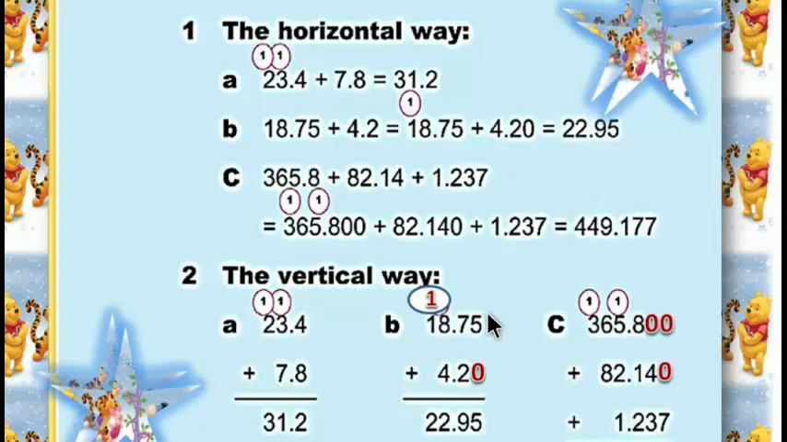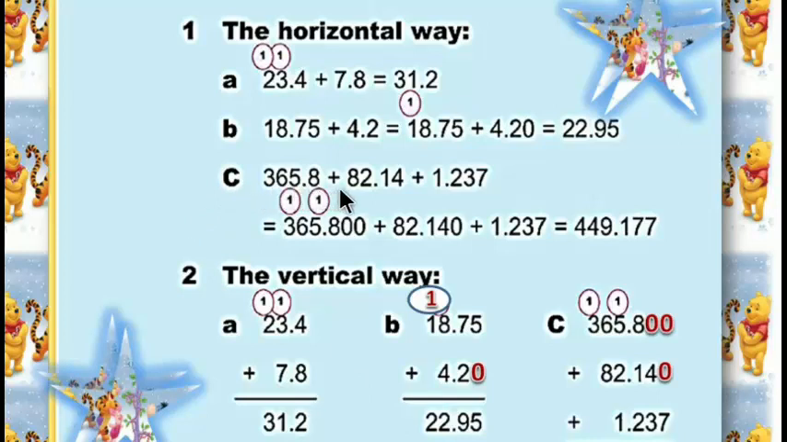Hundredths digits in decimal part. 5 plus 0 equals 5. 7 plus 2 equals 9. Please don't forget put decimal point. Now we will add the whole number. 18 plus 4. 8 plus 4 equals 12. Write 2, carry up 1 on the next place. 1 plus 1 equals 2. There is no digit here, so we will put 2. The answer is 22.95.